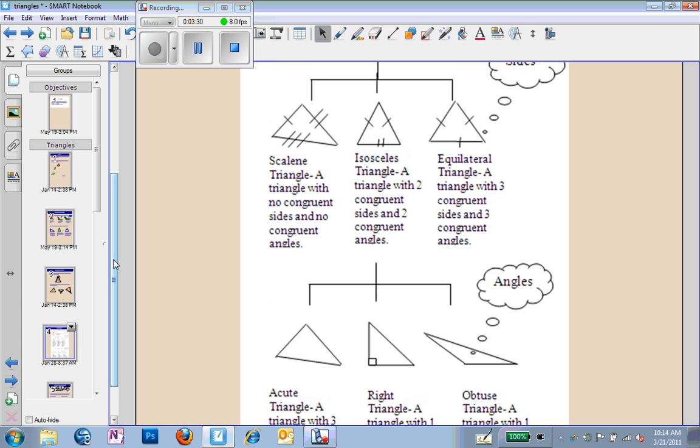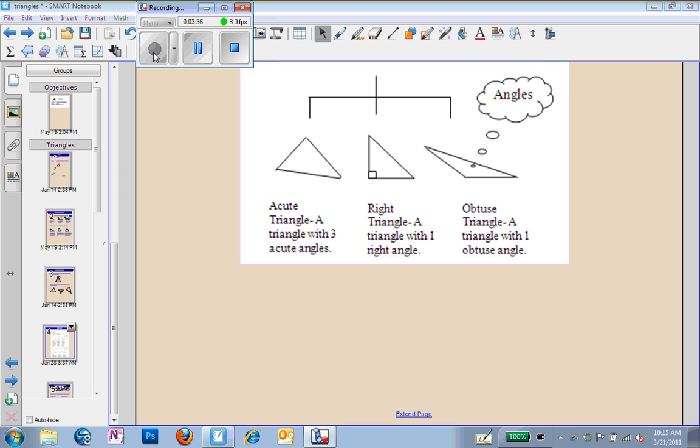Now, with an equilateral triangle, since all 3 angles are congruent, we know how much they equal. An acute triangle has 3 acute angles. A right triangle has only 1 right angle. And an obtuse triangle has only 1 obtuse angle.